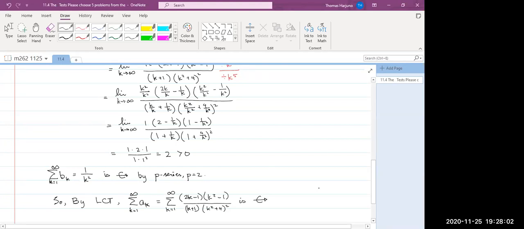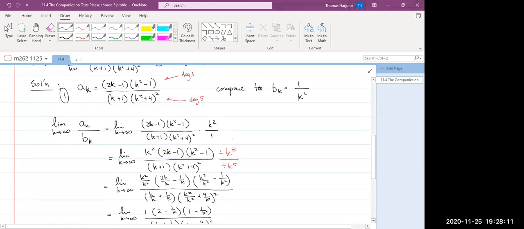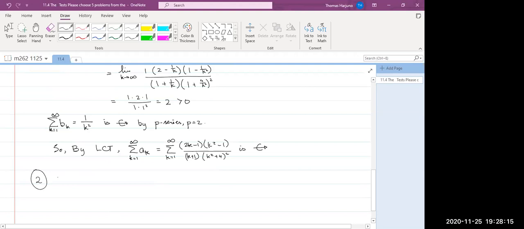That's solution number one. Solution number two, I didn't realize that earlier, but notice that this a sub k here is less than or equal to something. Notice that on the top, 2k minus 1 is less than 2k, and k squared minus 1 is less than k squared. Now in the denominator, k plus 1 is greater than k, and (k squared plus 4) squared is greater than (k squared) squared.